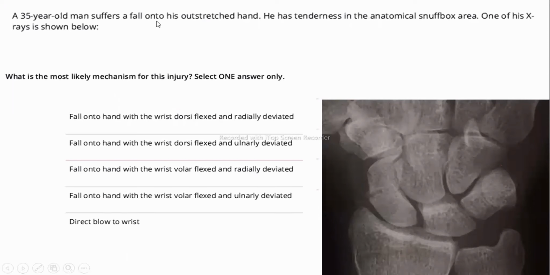Fall on an outstretched hand, tenderness in the anatomical snuff box, and I think it's clear here. So the most likely mechanism of this injury, what do you think, guys?